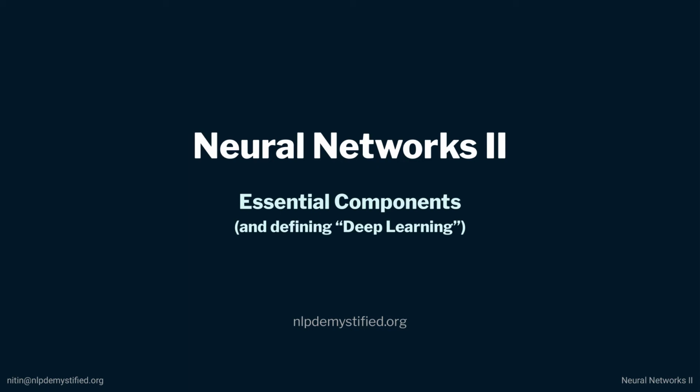In Neural Networks 1, we looked at the core mechanics of neural networks and how to build them from scratch. Specifically, we looked at how they learn through the cycle of forward pass, backpropagation, and gradient descent, and how at their core, neural networks learn transformations which map inputs to outputs.